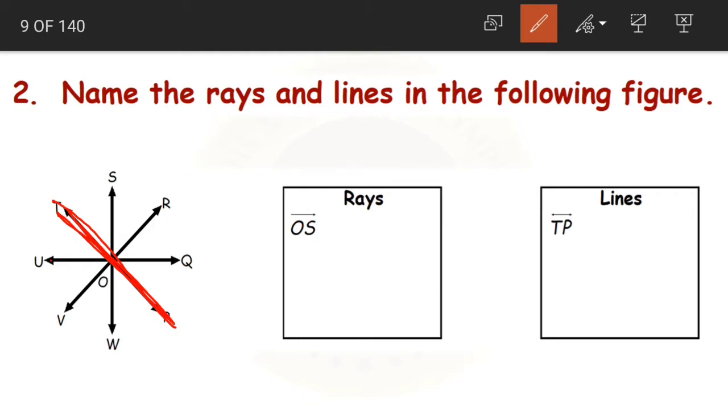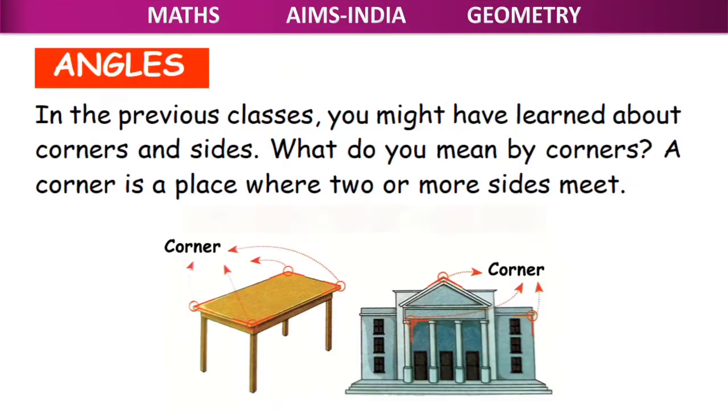Similarly, what else do we have? We have line UQ. Then we have line VR. Then we have line SW. Yes, so these are the 4 lines that are present in the given figure, children.